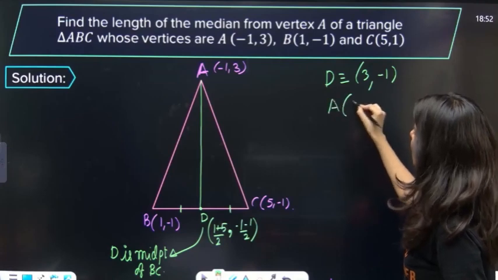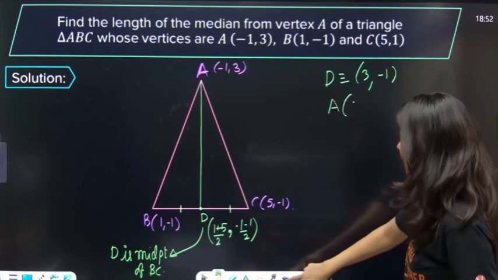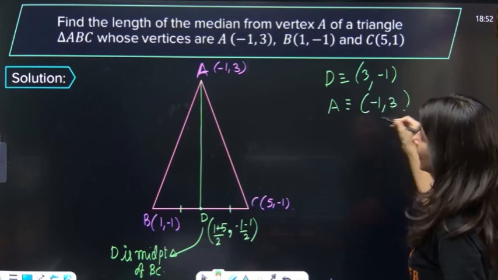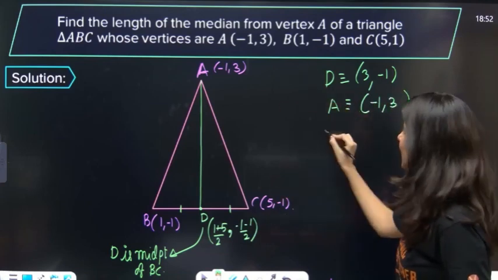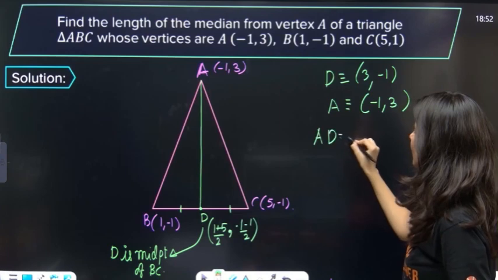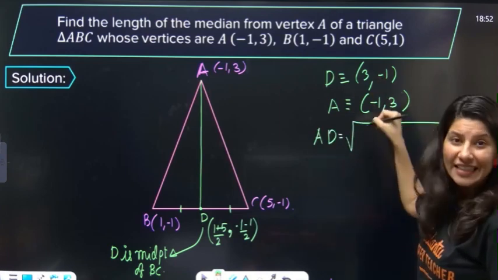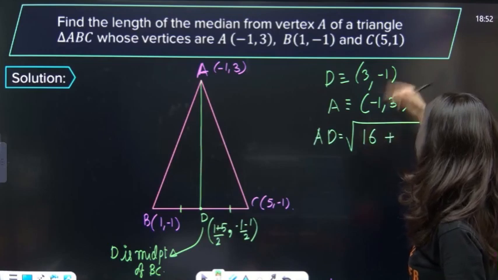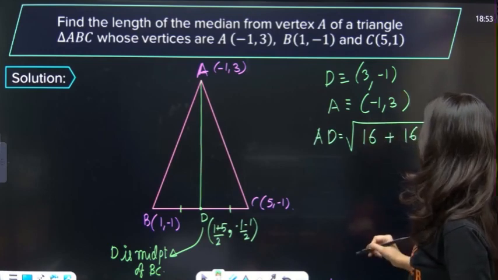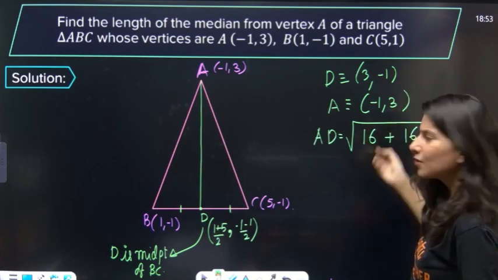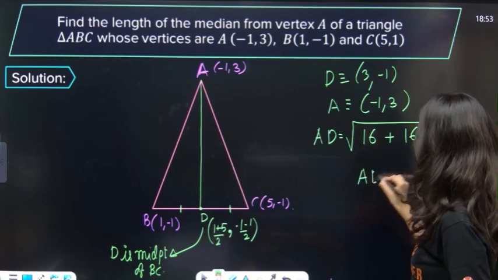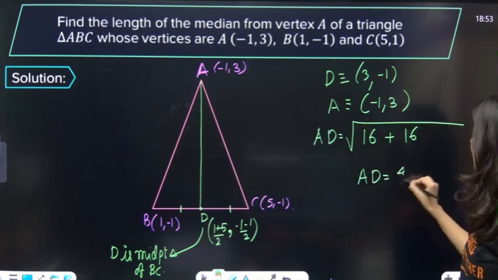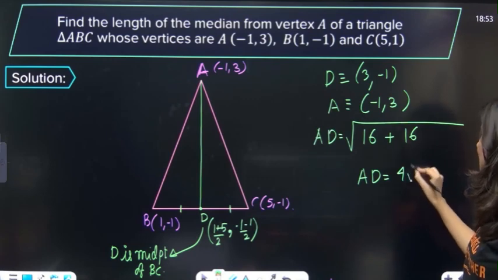A you already know: coordinates of A are (minus 1, 3). Now, the length of the median. AD is your median. Square root of (3 minus minus 1) whole square, so that is 4 square, which is 16, plus (minus 1 minus 3) square, which is also 16. So AD is going to be root 32, which is nothing but 4 root 2 units.